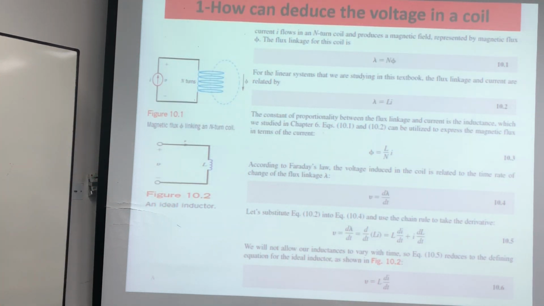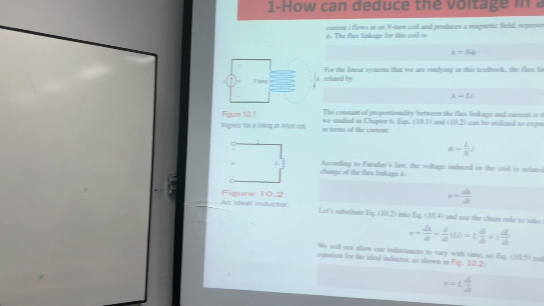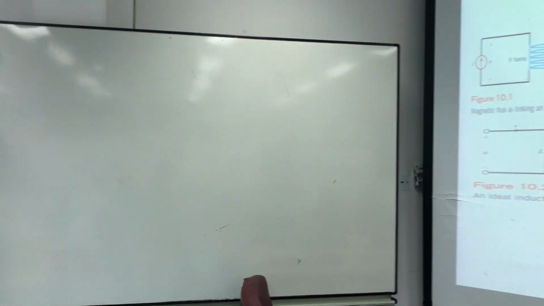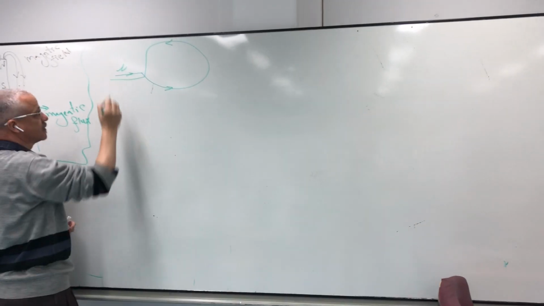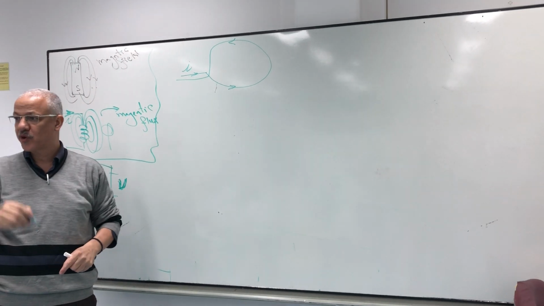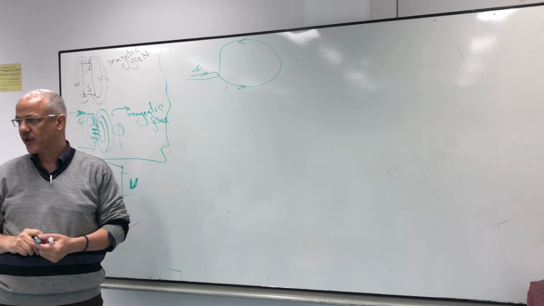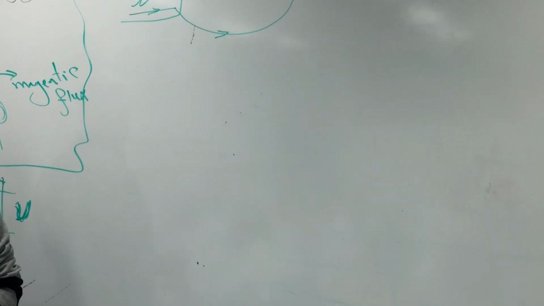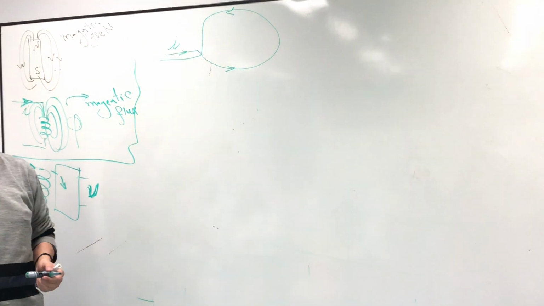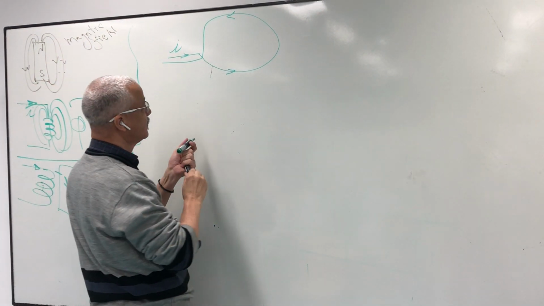Now we will move to the first point. How can you deduce the voltage in a coil? Simply, if you have a circuit like this one and a current flows through a loop or ring, what is the direction of the flux? Using the right hand rule, the flux will go from up to down like this.